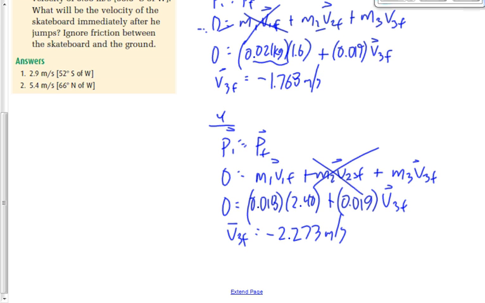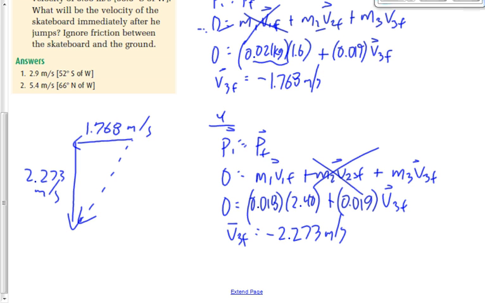Let's resolve these vectors now. We've got negative 1.768. We don't need to put in the negative now because the arrow indicates direction. 2.273. A resultant vector is drawn from start to finish. Make sure that you draw your arrows on your vector diagram, okay? Front to back or head to tail, and the resultant vector goes from start to finish. That helps you to determine where the angle goes so that we know where to calculate it.